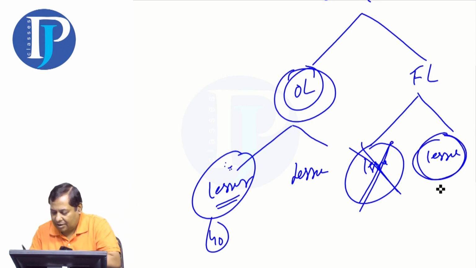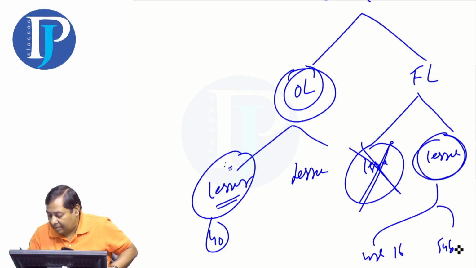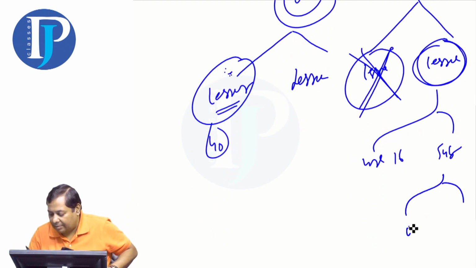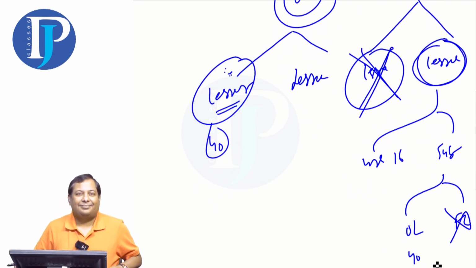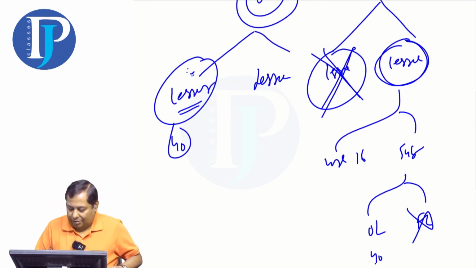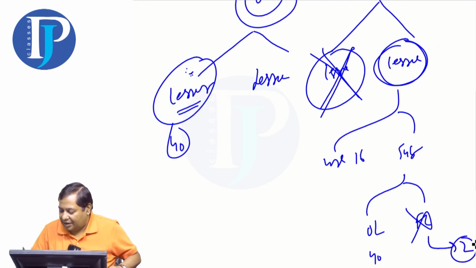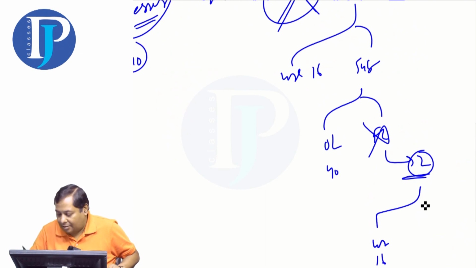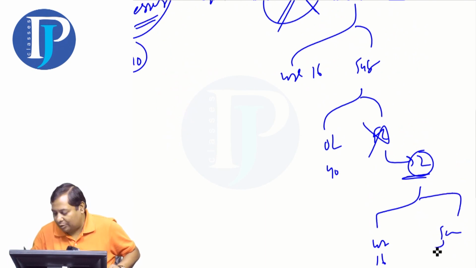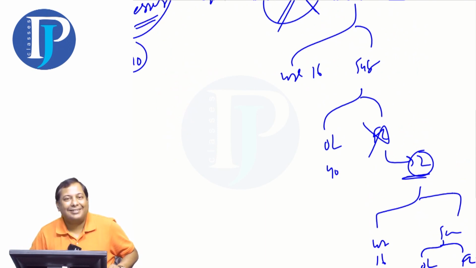The lessee enters the picture. If he says I will use it, then apply 16. If he says I will sublease it, there are two parts of sublease. If he is giving on operating lease, then apply 40. If on finance lease, then he is also out of the picture. Why? Because now you have Z. Ask him what he will do. And Z says, I will use it. If he will use, then 16. He will say, I will sublease it. Then two issues, operating and finance.